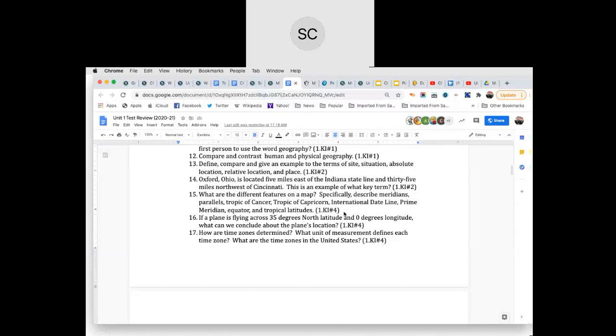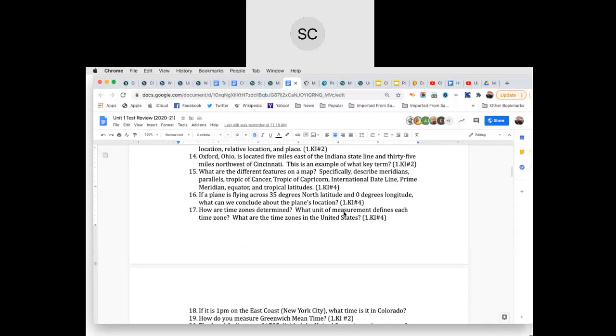16, if a plane is flying across 35 degrees north latitude and 0 degrees longitude, what can we conclude? Well, if it's at 0 degrees longitude, it's on the prime meridian. So we know that it's crossing the prime meridian, which divides eastern and western hemispheres.